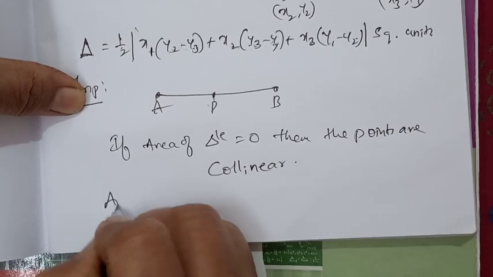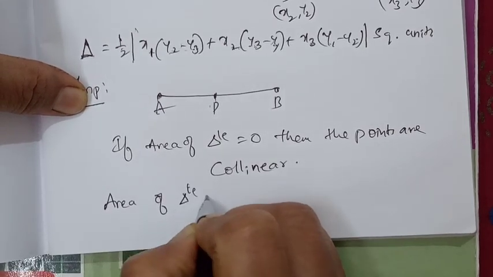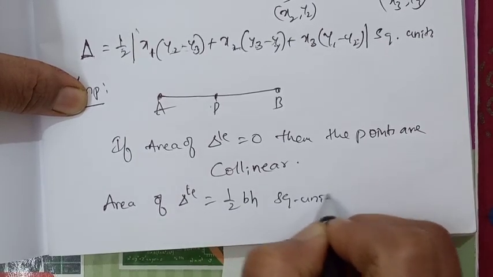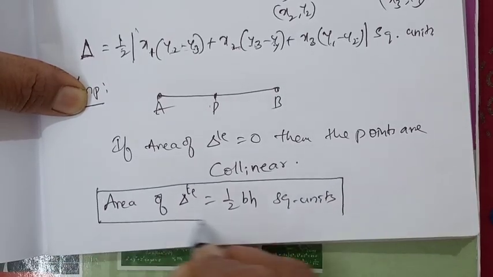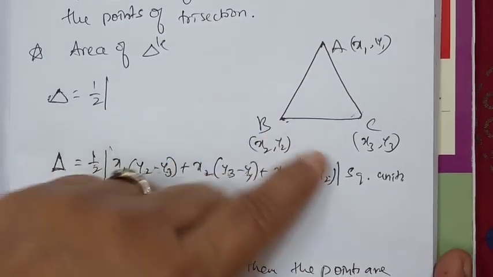Area of triangle in general is 1/2 base into height square units, correct? It is the general formula of area of the triangle when base and height are given. And this is when coordinates are given. And the next question is, if coordinates are not given, the lengths of the sides are given, then how can you find the area of the triangle?